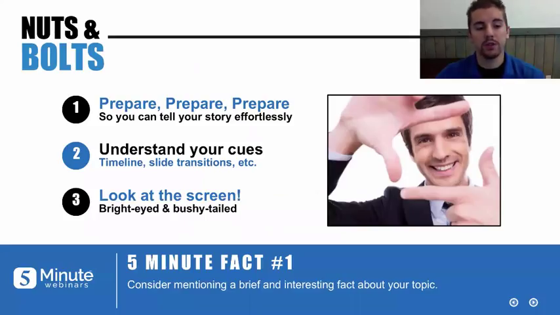So with step 2, understanding your cues, the timeline is extremely important because we want to make sure that we're not more than 30 seconds over 5 minutes, and we're not 30 seconds under 5 minutes. So from 4 minutes 30 seconds all the way up to 5 minutes 30 seconds is the range that we allow. Anything more than that, we typically would have to cut out valuable information that you're sharing in order to keep it within the 5-minute webinar timeline.